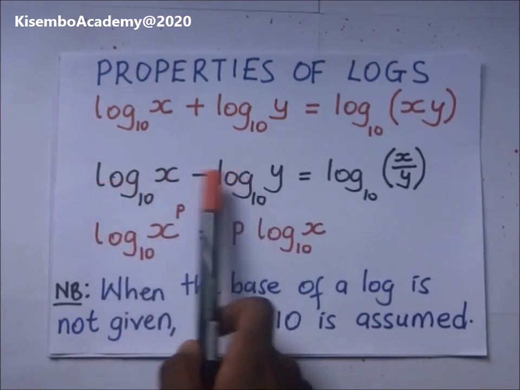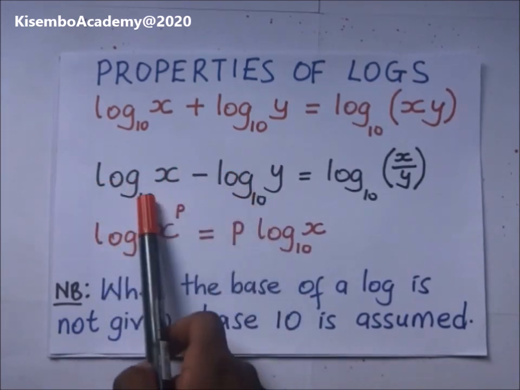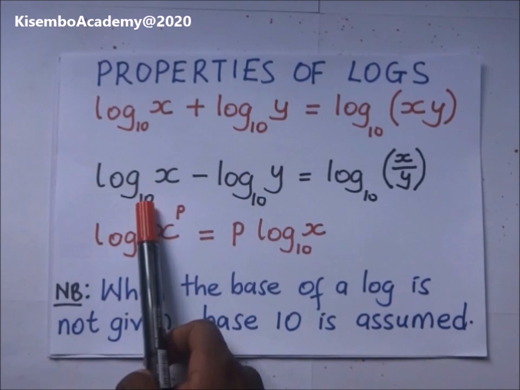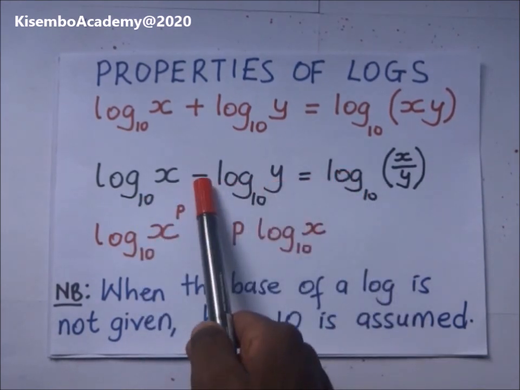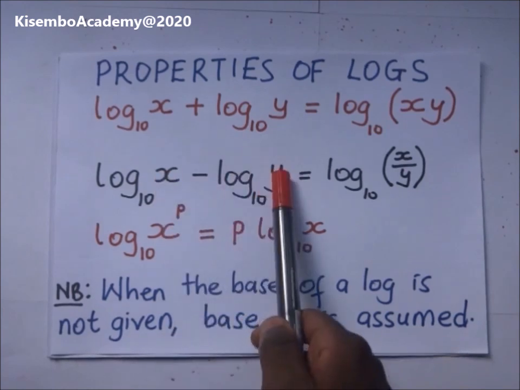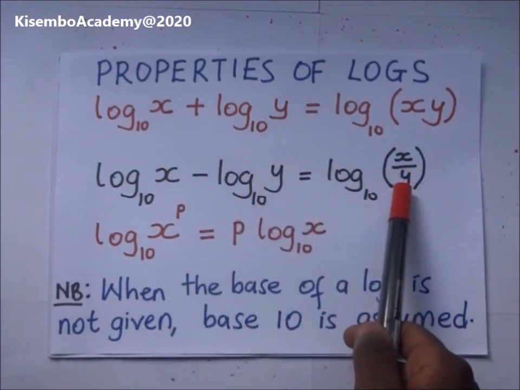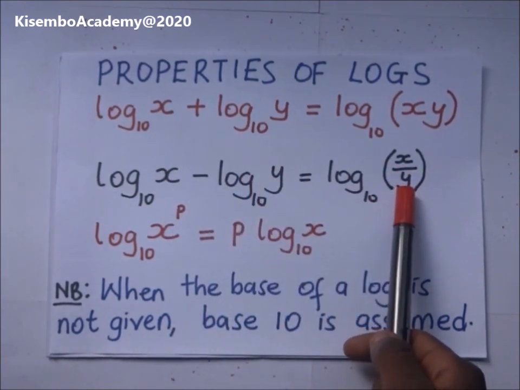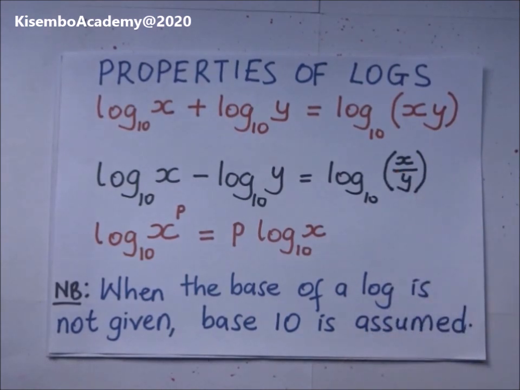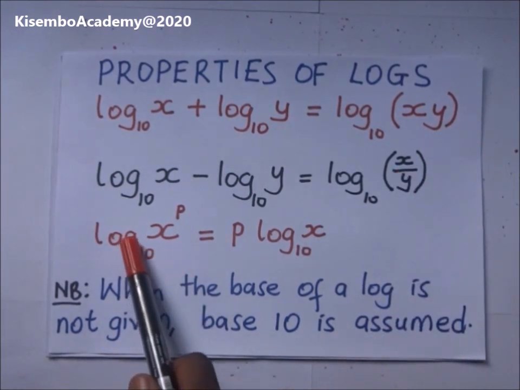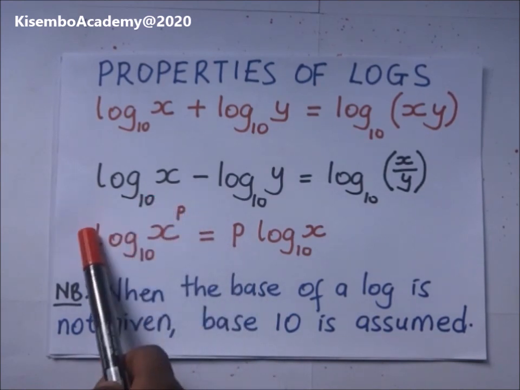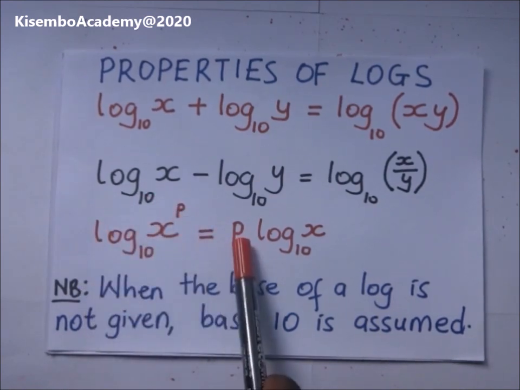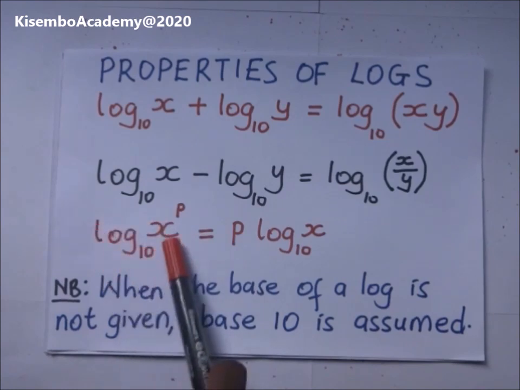When you're subtracting logarithms that have the same base, in this case base 10 and base 10, you maintain that logarithm to the base 10, and because it is subtraction, you divide x by y. And also the other property that needs to be committed to memory is that log base 10 of x to the power p is the same as p times log of that number itself.